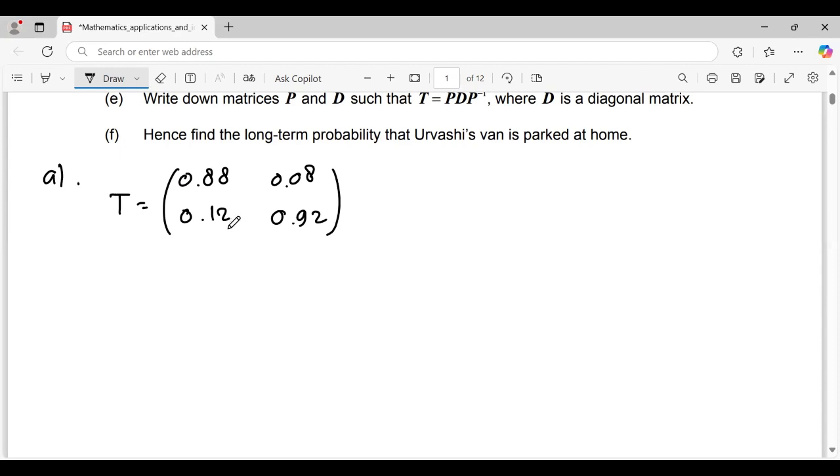And the second row, 0.12 and 0.92, represents the probabilities of moving from home to headquarters, 0.12, or from home to home. The probability is 0.92. 0.12 because 1 minus 0.88, and 0.92 because 1 minus 0.08 is this one, 0.92. So the transition matrix is this one, T. Part B.